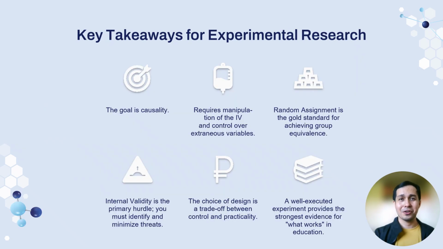To bring it all together, the hallmarks of a good experiment are clear. The goal is causality. It requires the manipulation of the independent variable and rigorous control over extraneous variables. Random assignment is the single best tool for achieving that control. A good teacher is always on the lookout for threats to internal validity, and the choice of design is always a conscientious trade-off between scientific rigor and practical reality. When done well, experimental research provides the strongest possible evidence for answering the question, what works in education?